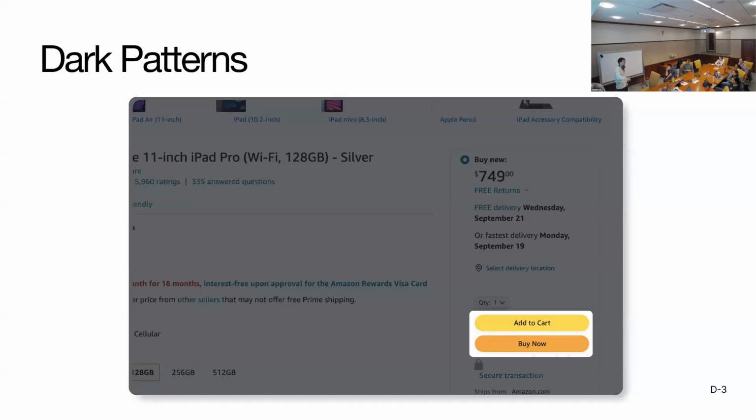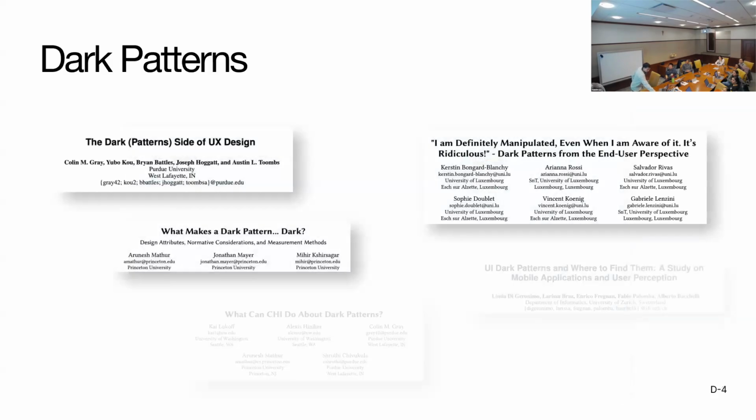And what happens when you go to add to cart? You see all of the items that are in your cart, you realize you're spending too much money, and then you start to edit and remove stuff from your shopping cart. And that's not what Amazon wants you to do. So there have been a lot of studies of dark patterns in academia in the past. I just want to highlight, there are papers that understand dark patterns as a phenomenon, understand the attributes of dark patterns, and understand dark patterns from the perspective of end users. So there's this great quote that they had: "I'm definitely manipulated even when I'm aware of it. It's ridiculous." Because that's human psychology.